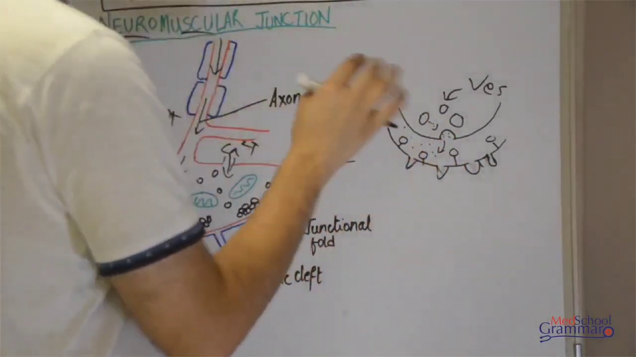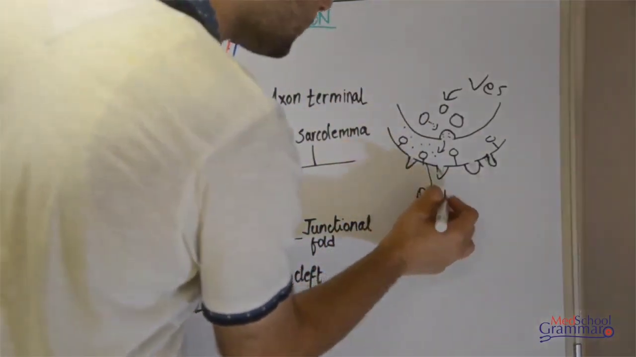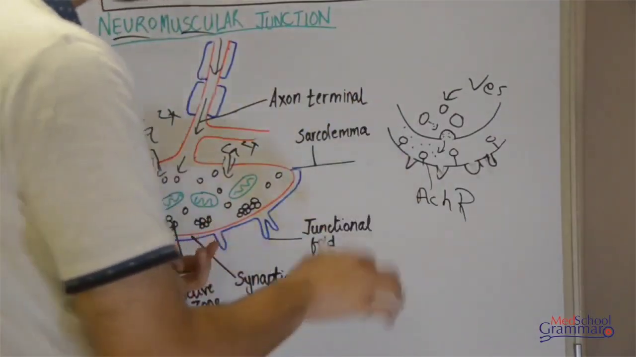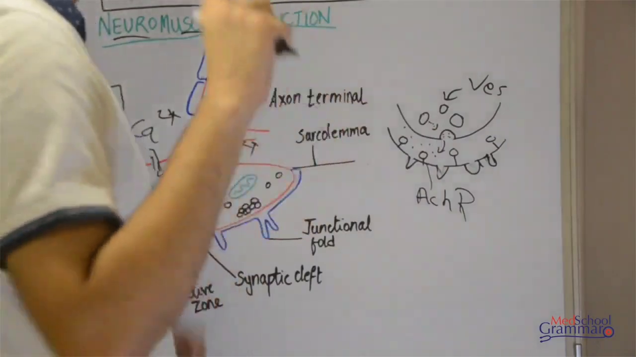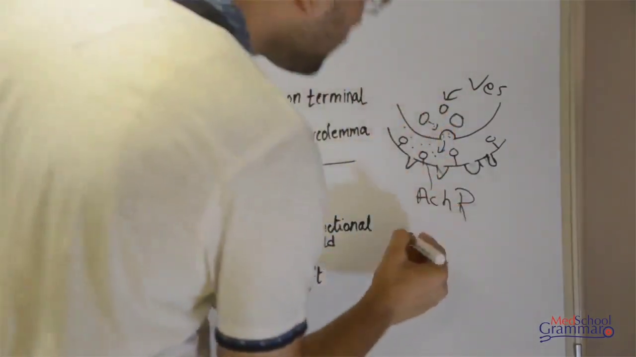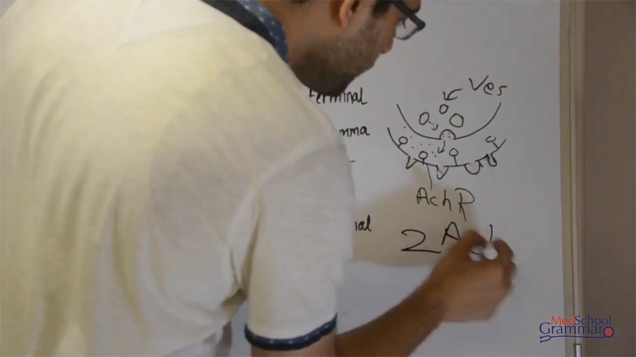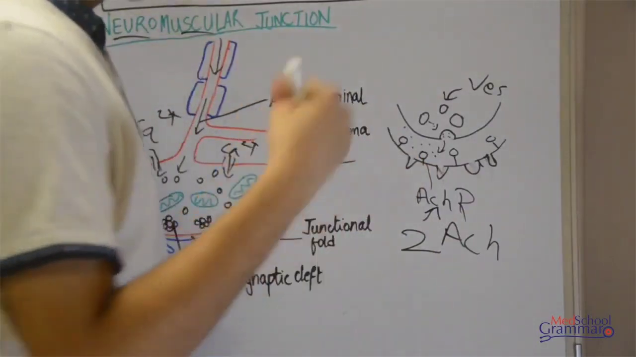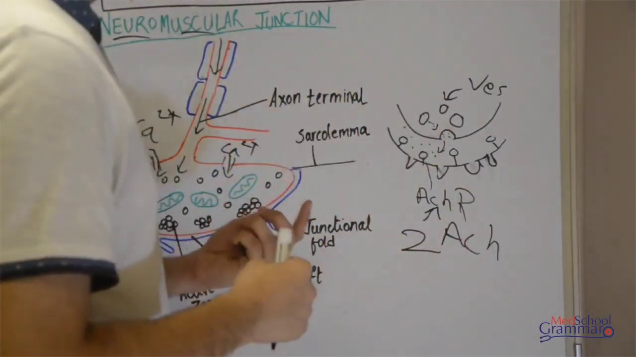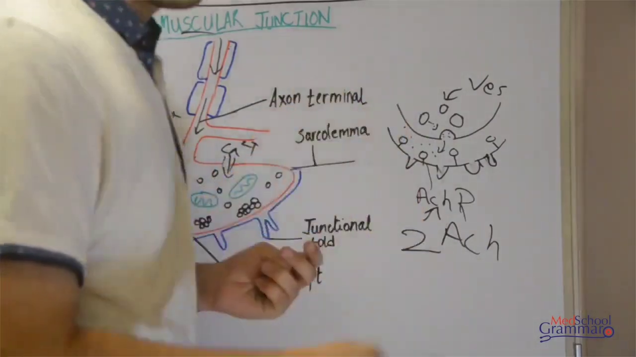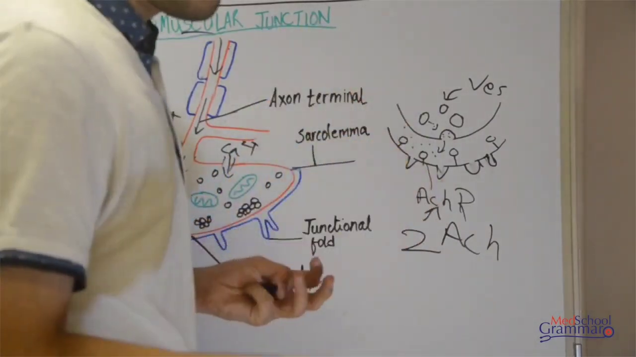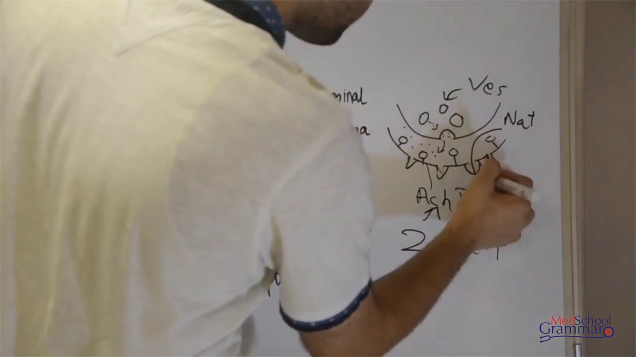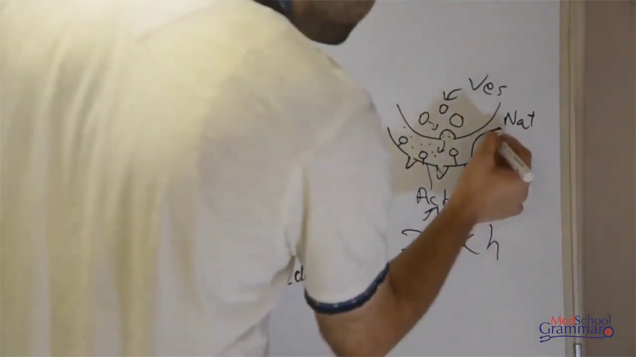The acetylcholine binds with these acetylcholine receptors, the cholinergic nicotinic type of receptors. Two molecules of acetylcholine bind with one receptor. I'll repeat again: two molecules of acetylcholine bind with one acetylcholine receptor, and this binding opens up the ligand gated sodium channels. When they open, the sodium present in the ECF moves in.